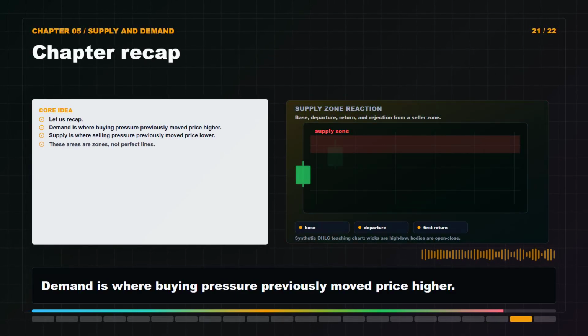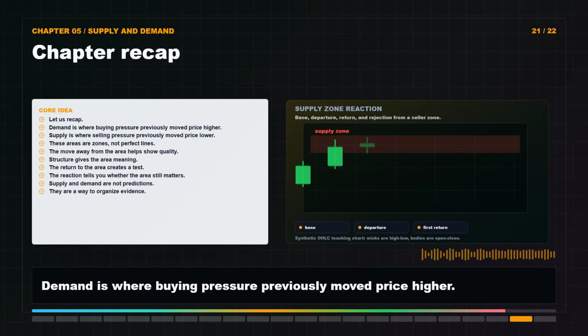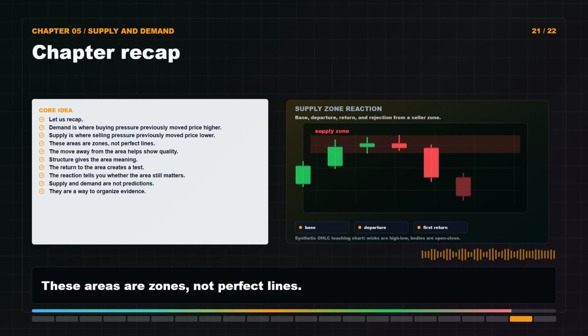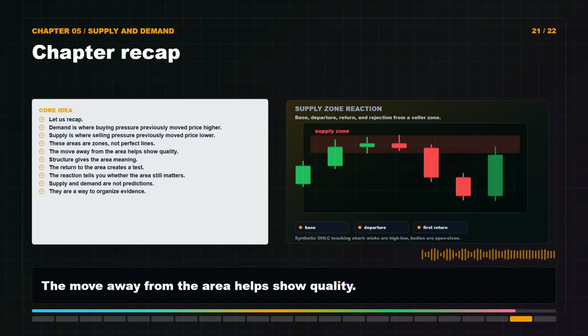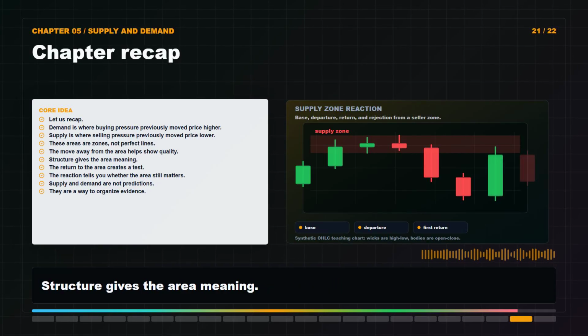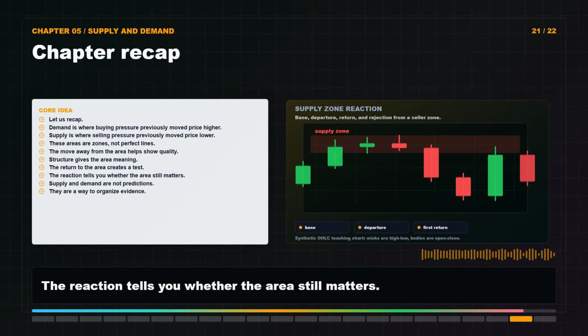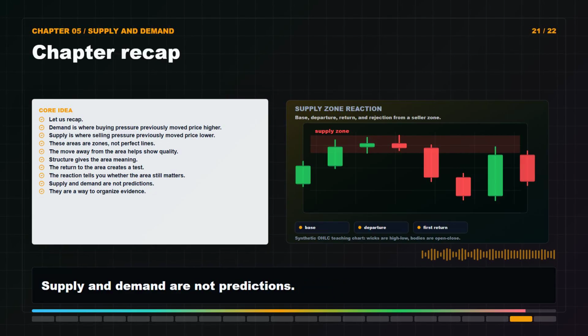Let us recap. Demand is where buying pressure previously moved price higher. Supply is where selling pressure previously moved price lower. These areas are zones, not perfect lines. The move away from the area helps show quality. Structure gives the area meaning. The return to the area creates a test. The reaction tells you whether the area still matters. Supply and demand are not predictions. They are a way to organize evidence.